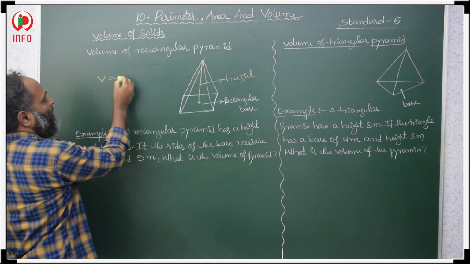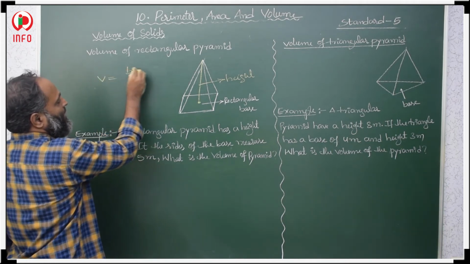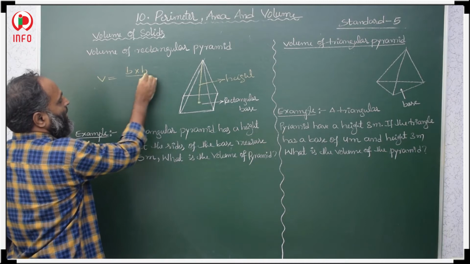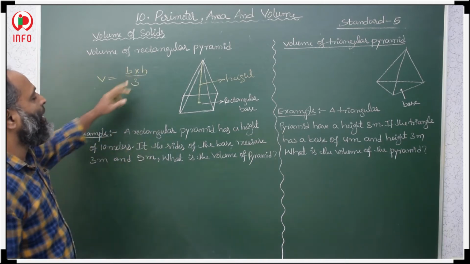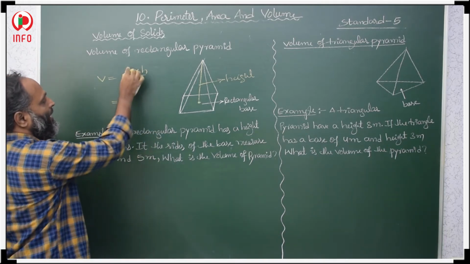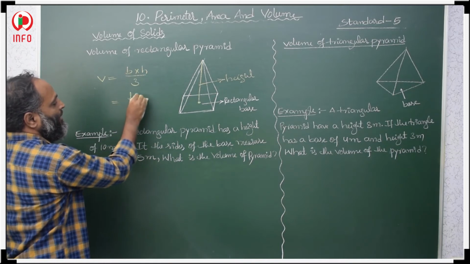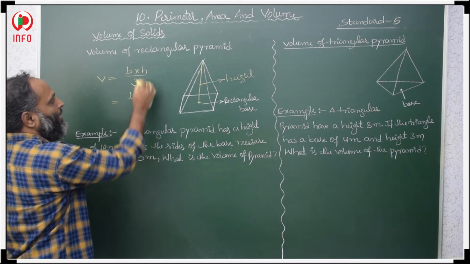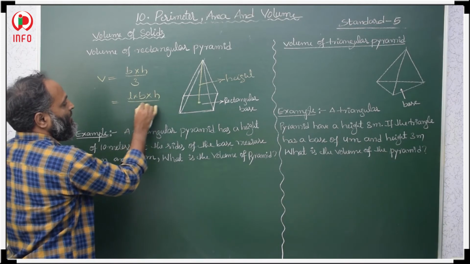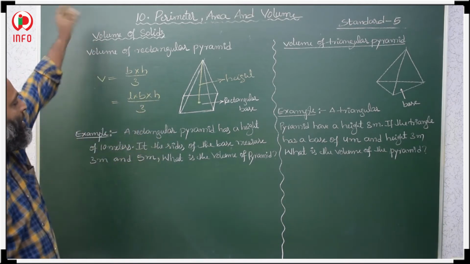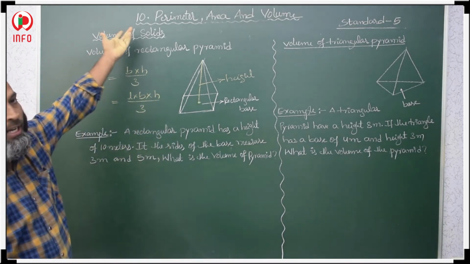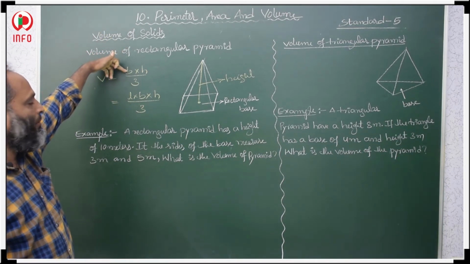Volume of pyramid is equal to base area into height by 3. Base is in rectangular shape, so the rectangle area, that is length into breadth, we have to write, length into breadth into this height as it is, by 3. What is the area here? Whenever a rectangle is there, we have to apply the rectangle area here.